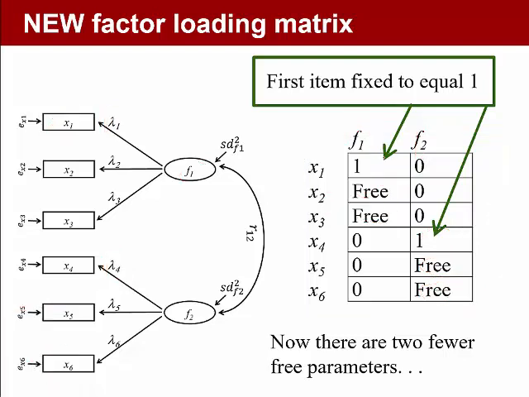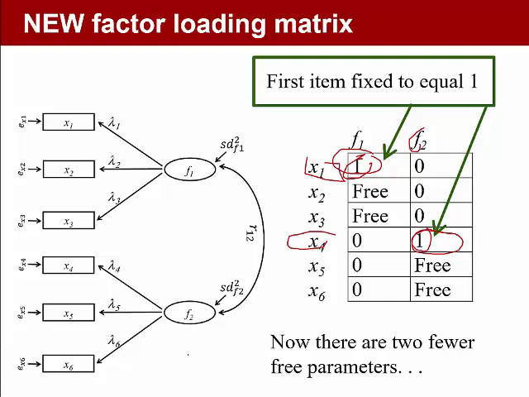But now the loading for x1 on factor 1 is no longer free to be whatever it wants to be. It now has to be exactly 1. And likewise, the loading for item 4 on factor 2 is no longer free to be whatever it wants to be. It has to be 1. So these are things that the computer is no longer going to estimate when it gives us parameter estimates. It's going to give us back a result that constrains this loading for x1 to be 1, and it constrains the loading for x4 on factor 2 to be exactly 1, because that's what we fixed it to be.